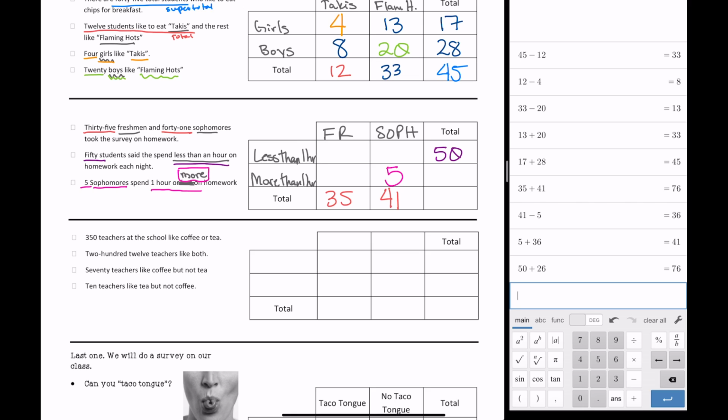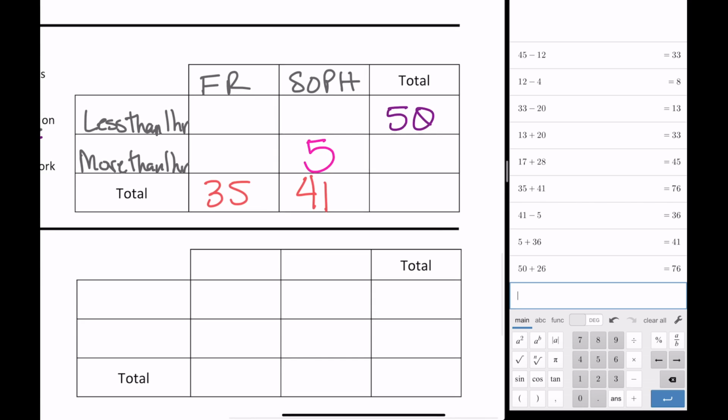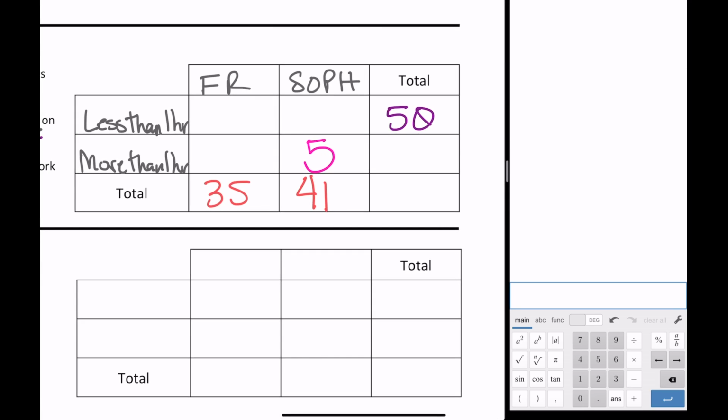All right, so now I can go through and I can figure out all of my information. So this row has two pieces of information, so I can use that to figure out my super total because I can do 35 plus 41, which gives me 76. Okay. I don't have any other rows that have 2 pieces of information in it. So I can't do anything with my rows yet.